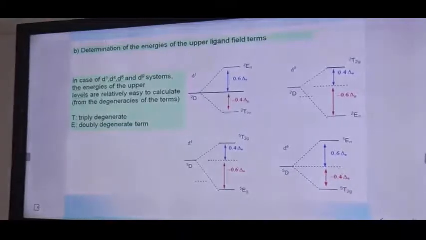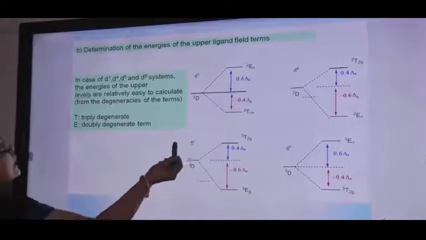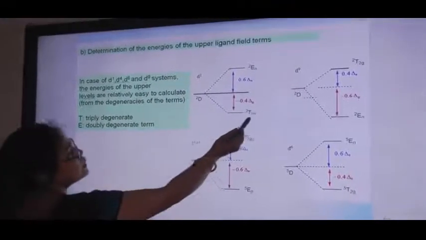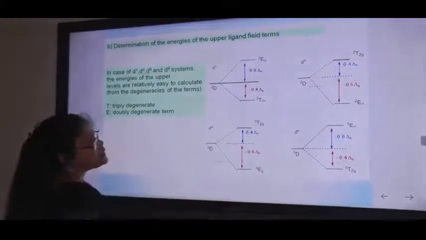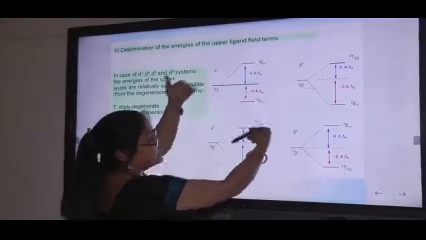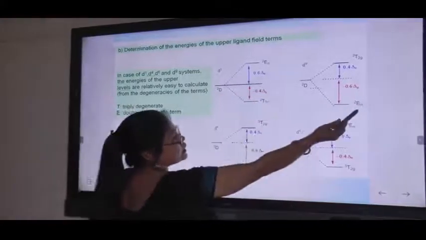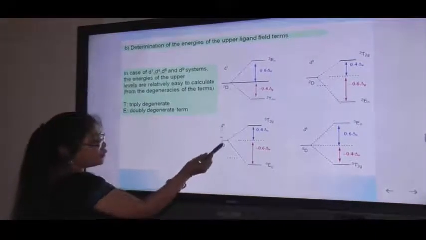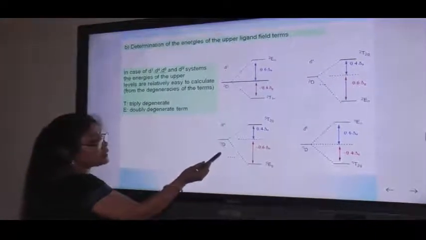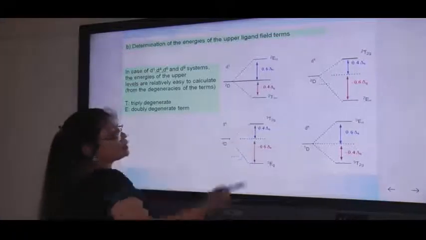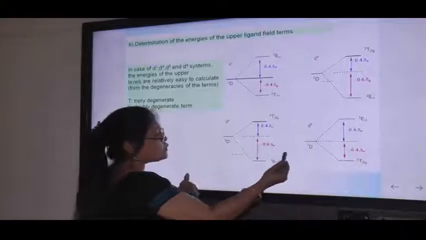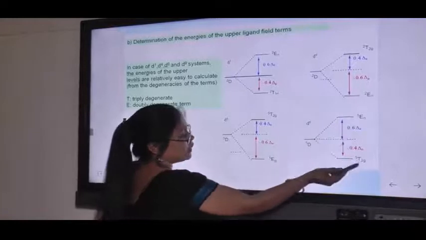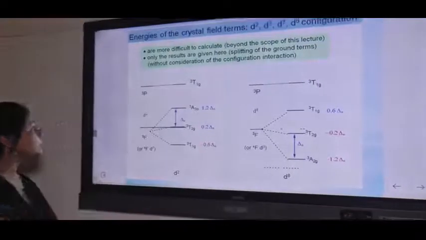So, the Orgel diagram for the d1 configuration: the lower will be T2g, the higher will be Eg. For d9, there will be a reverse of the states, that means the Eg will come lower and the T2g will go higher. For the d4 electronic configuration with 5D as the ground state term, there will be Eg and T2g splitting, and the reverse will be for d4 and d6: the Eg will go higher and the T2g will come lower.